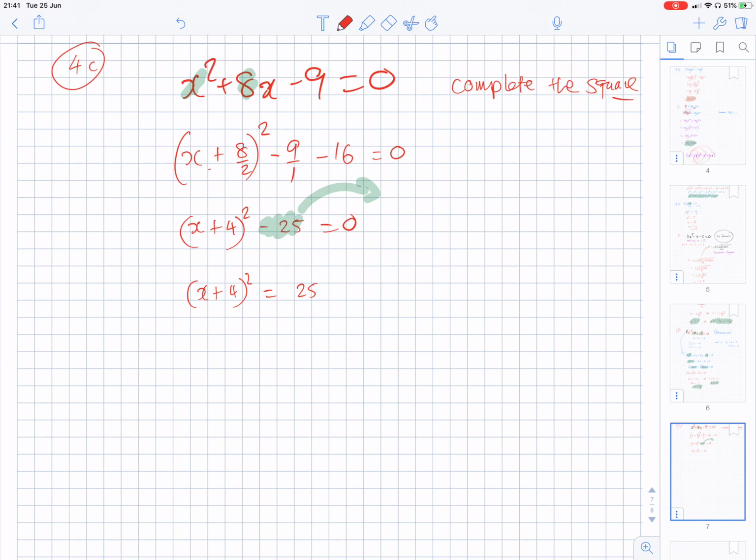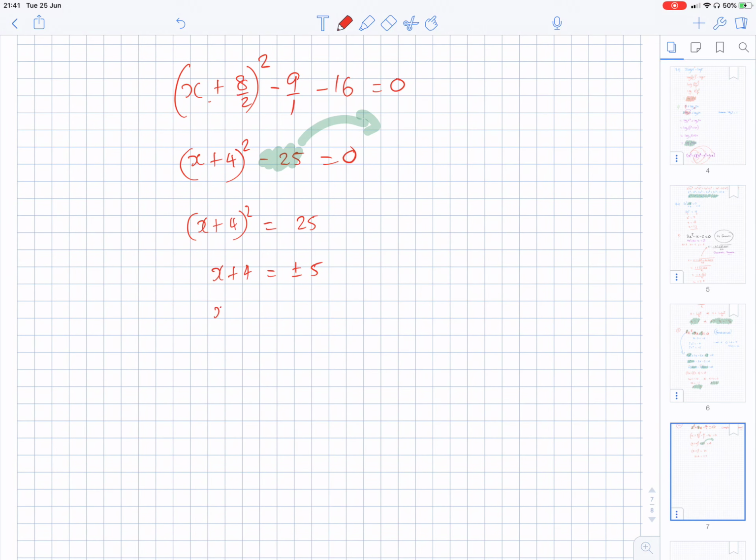So x plus 4, if we find the square root of this, it becomes x plus 4. The square root of 25 is plus or minus 5. So basically x equals minus 4 plus or minus 5, which means x equals minus 4 plus 5, or x equals minus 4 minus 5. So that makes x equals 1 and x equals minus 9.